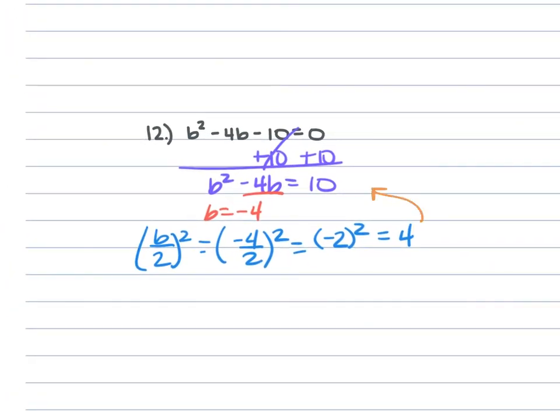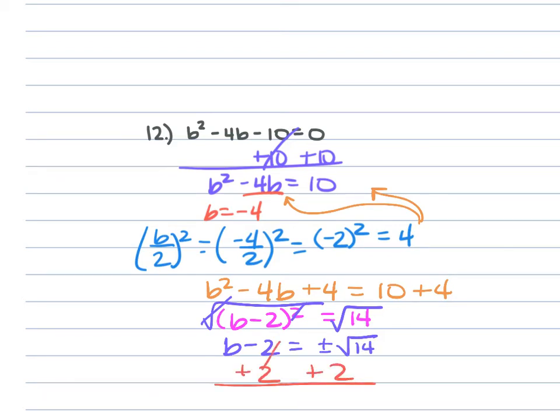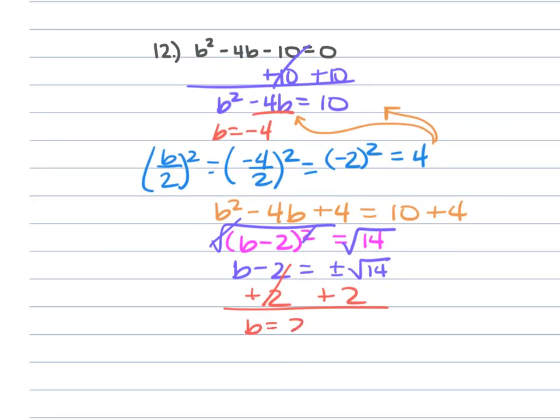From here, we're going to add the 4 to both sides of our equation to get b squared minus 4b plus 4 is equal to 10 plus 4. From here, we're factoring the left, adding the right, so (b minus 2) squared is equal to 14. We take the square root of both sides, so b minus 2 is equal to plus or minus the square root of 14. We're going to add that 2 to both sides, and we get that b is equal to 2 plus or minus the square root of 14.